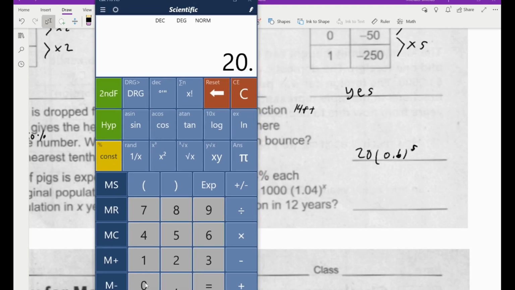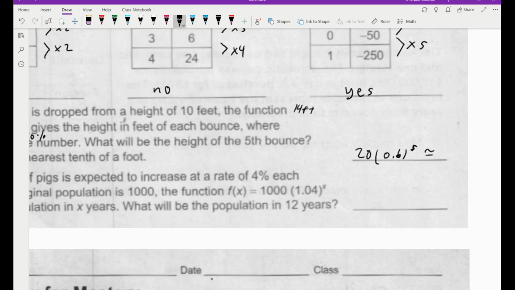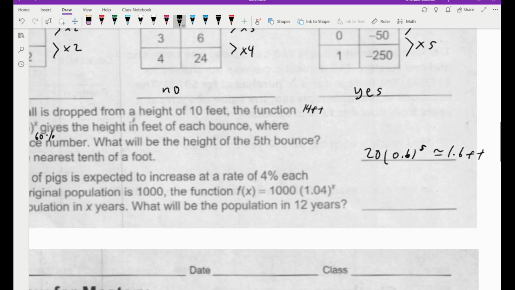It'd be 20 times, parentheses, 0.6 raised, which is like a caret key, to the fifth. And we get 1.55. It says rounded to the nearest tenth. So we'll say 1.6 feet on the fifth bounce. And of course, it'll be 60% of that on the next bounce. And 60%, and keep going until it stops bouncing.